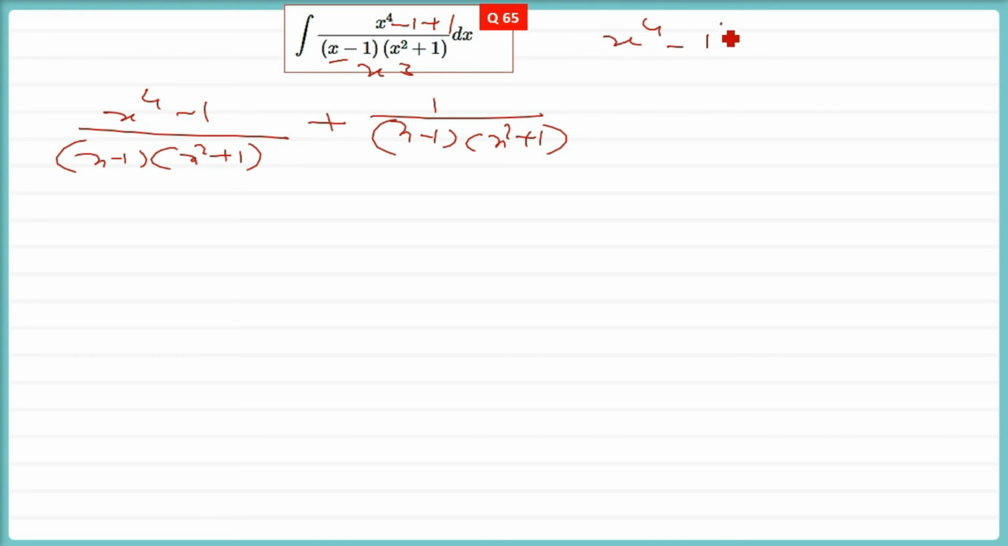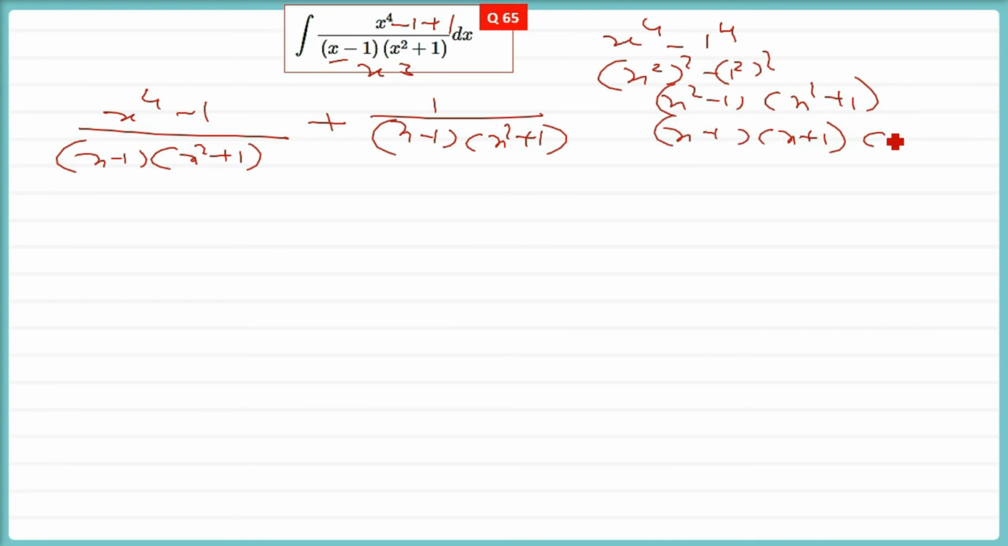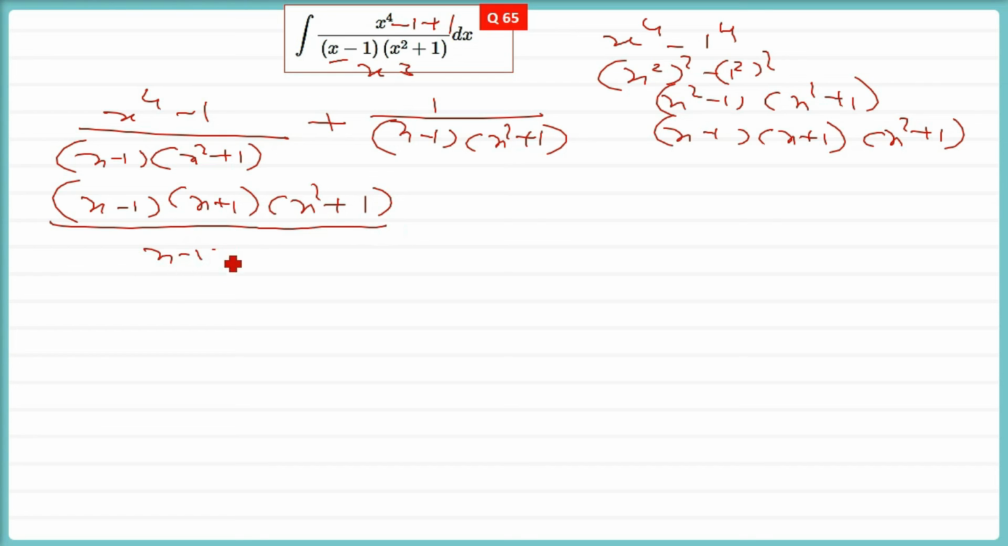So this is x raised 4 minus 1, where 1 can be given any power. This can be written as a square minus b square, so a minus b into a plus b. x square minus 1 can always be written as x square minus 1 square, which will give you x minus 1 into x plus 1. So now this has become x minus 1 into x plus 1 into x square plus 1 divided by x minus 1 into x square plus 1, plus 1 divided by x minus 1 into x square plus 1.